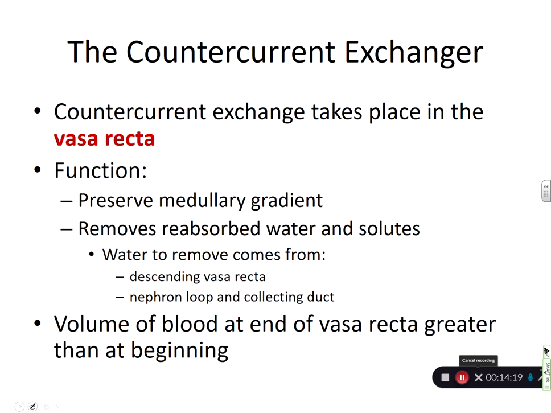The countercurrent exchanger is the vasa recta. That's what's happening in the blood vessel that surrounds that nephron loop. And so the function of the vasa recta is to help maintain the gradient in the medulla, keep it nice and salty, and it's going to pull up all that water that was put in and the solutes and put it back in your bloodstream. Okay? The volume of blood at the end of the vasa recta is always greater than what it started with. That should make sense because you're reabsorbing all that water and solute.